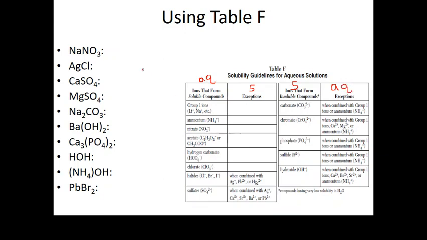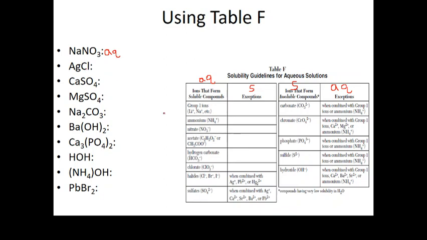So looking at the following, we have NaNO3. Let's look at sodium. Is there anything that we can use to identify sodium? Well, on our insoluble or soluble compounds, you're going to see nothing about sodium, but we do see something about a nitrate, NO3. And we know that all nitrates are soluble compounds. So in this case, this is going to be defined as AQ, or aqueous.